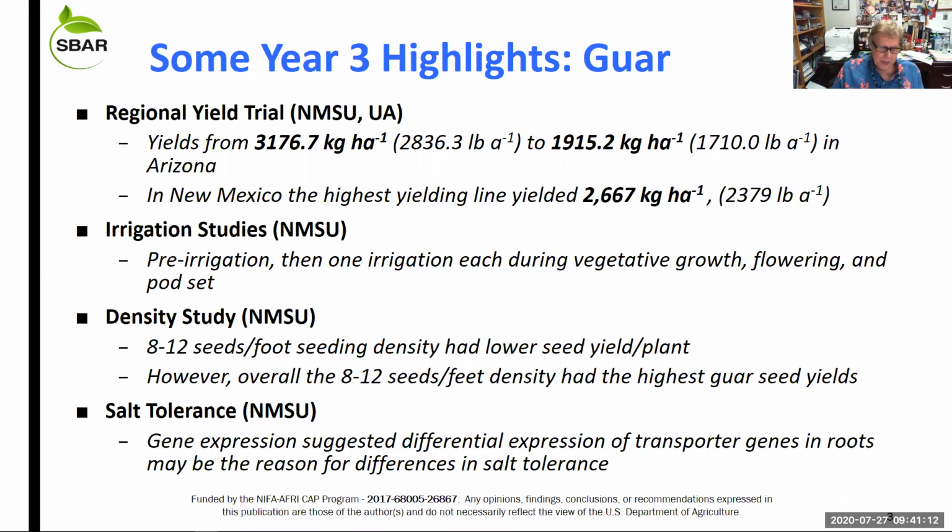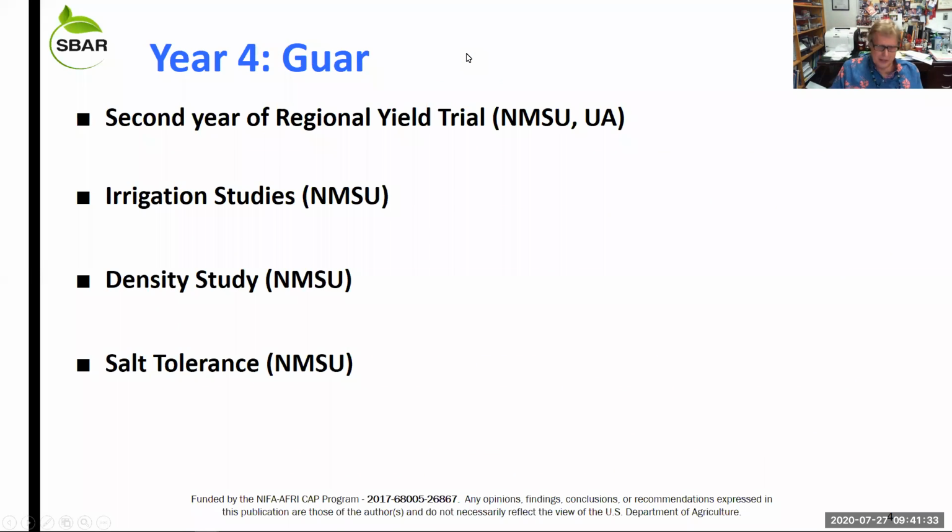So we're finding that this is good because it gives us quite a range of how we can plant both GUAR and Wayuli. Salt tolerance work has just begun in GUAR and shown that differential expression of transporter genes and roots are important in salt tolerance. In the next slide, you'll see that these studies will continue in year 4.